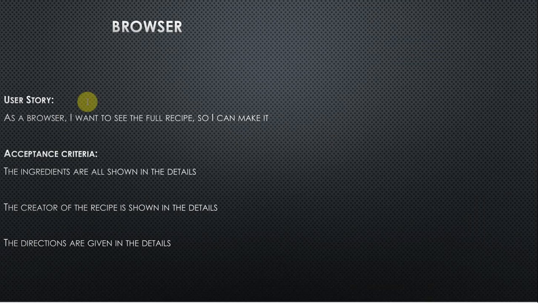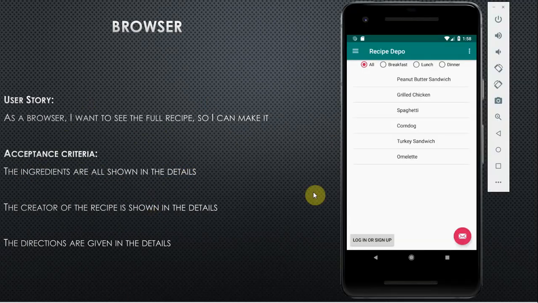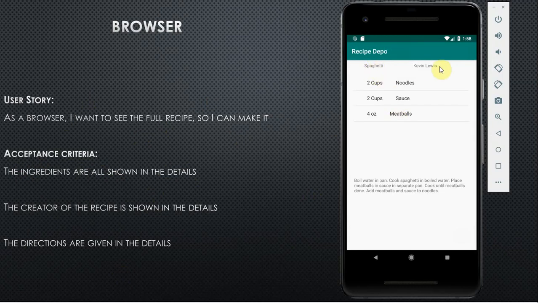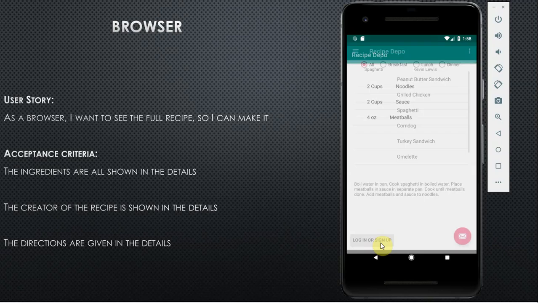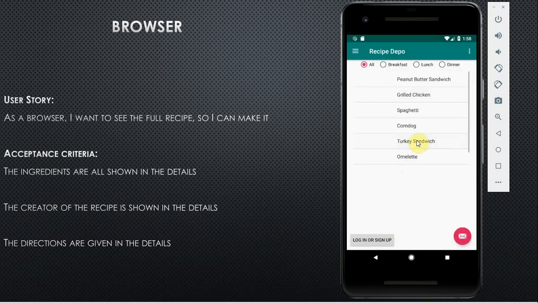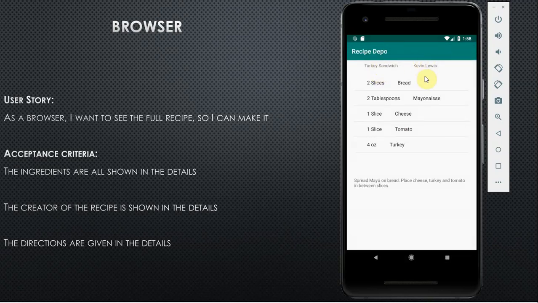As a browser, I want to see the full recipe so I can make it. So the ingredients are all shown in the details, the creator of the recipe is shown in the details, and the directions are given in the details. So let's check spaghetti. We can see the name, the creator, the ingredients and the amounts, and the directions. Turkey sandwich, so we have the name, the creator, the ingredients and amounts, and the directions.